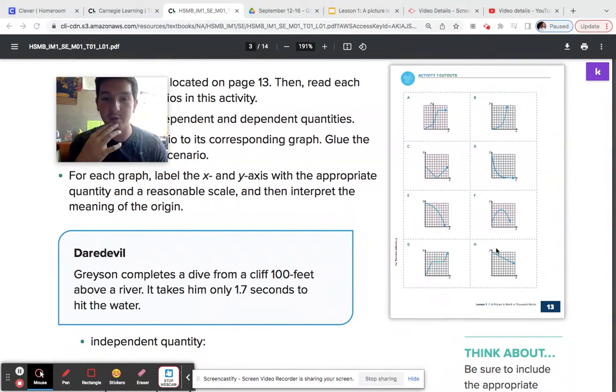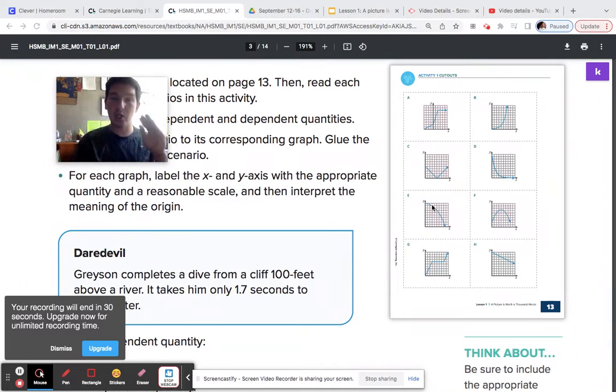Grayson completes a dive from a cliff 100 feet above a river. C is going back up. That doesn't really make sense, right? So I'm going to go ahead and cross out A, B, and C. D is doing this curve. I'm not sure that really makes sense in our problem situation. E, though, if I'm looking at E, that looks like a jump. I would say E would match that problem situation as well.